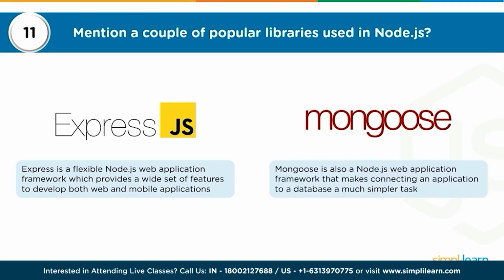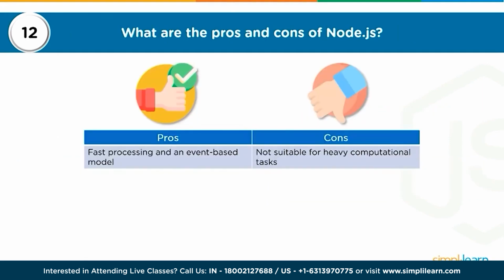Mongoose is an application that makes connecting to a Mongo database really easy. So here is an example of Express.js, which is really a flexible solution that you can do lots with, and Mongoose, which is a more focused solution that makes it easier to connect to your databases. So, what are the pros and cons of working with Node.js?